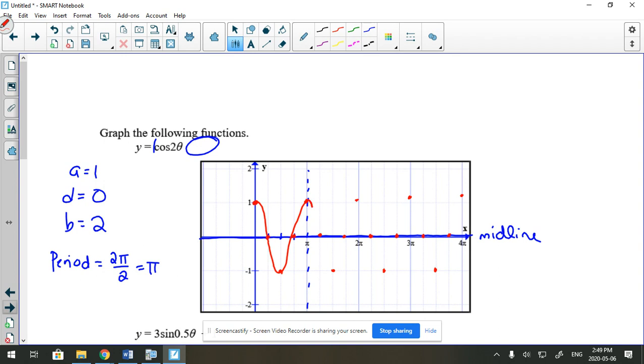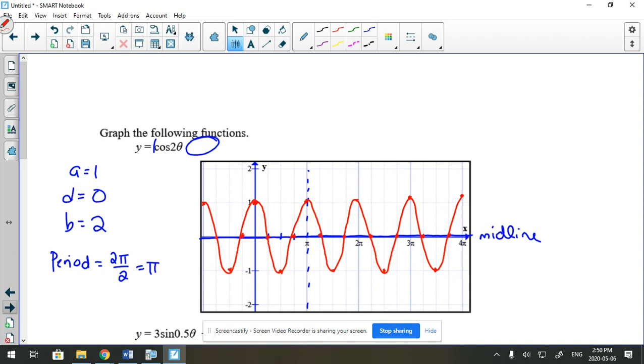Okay, and then you can just continue on your graph nicely from there. It's got a period of pi, amplitude of 1, vertical displacement of 0. There, perfect. And that's your graph of cos 2 theta, and you can even check it on your calculator if you would like. Okay, you can check out how I did the next one as well.